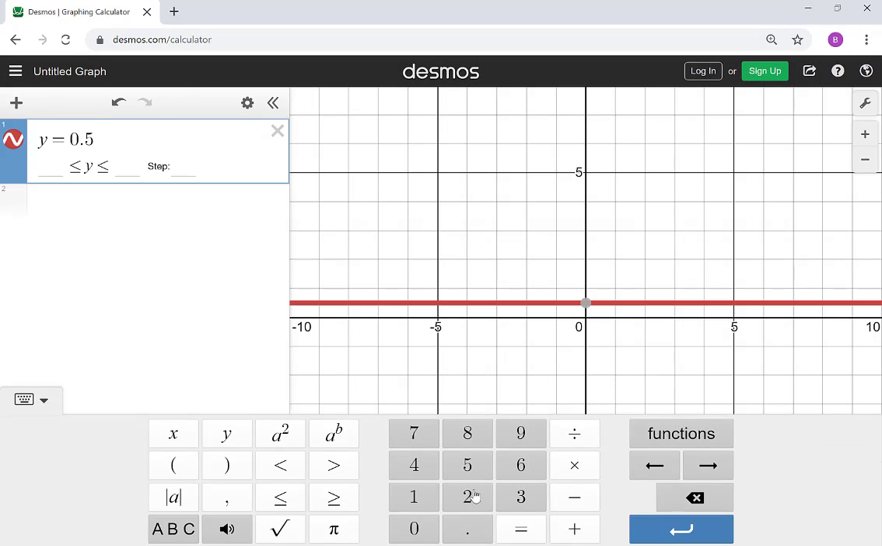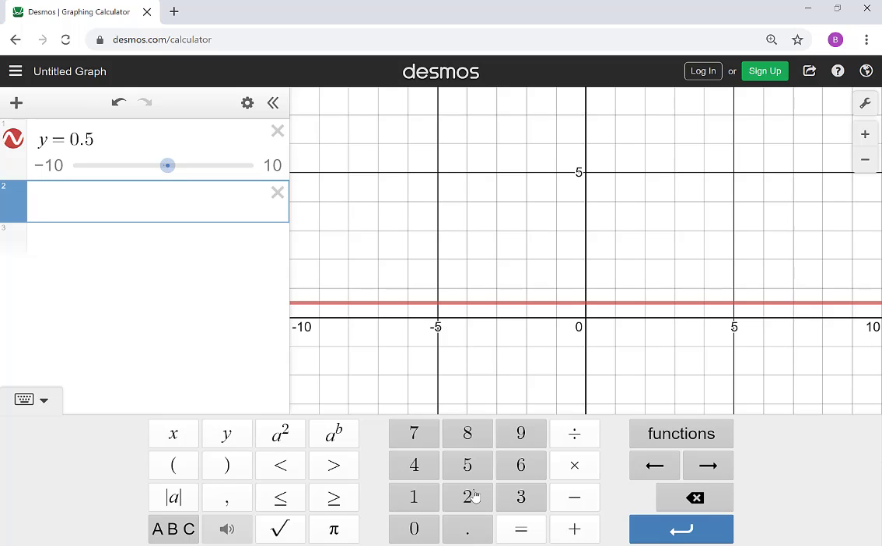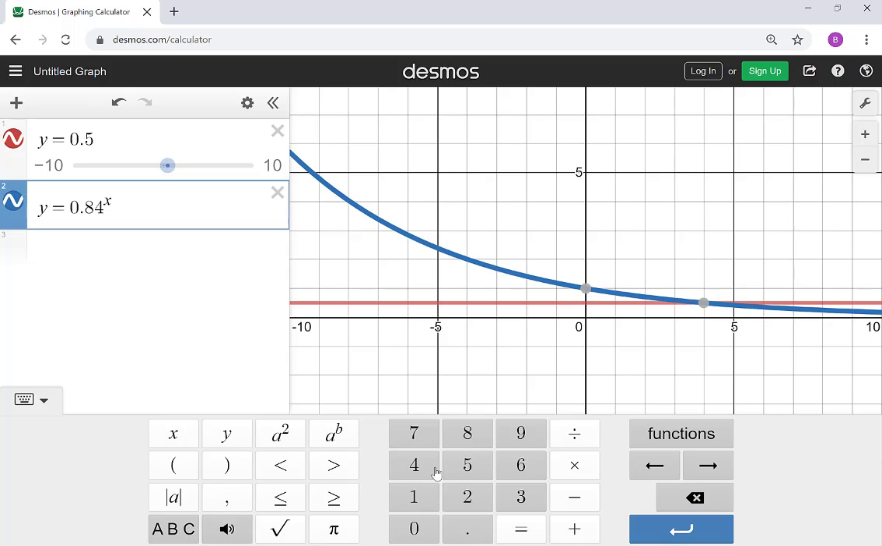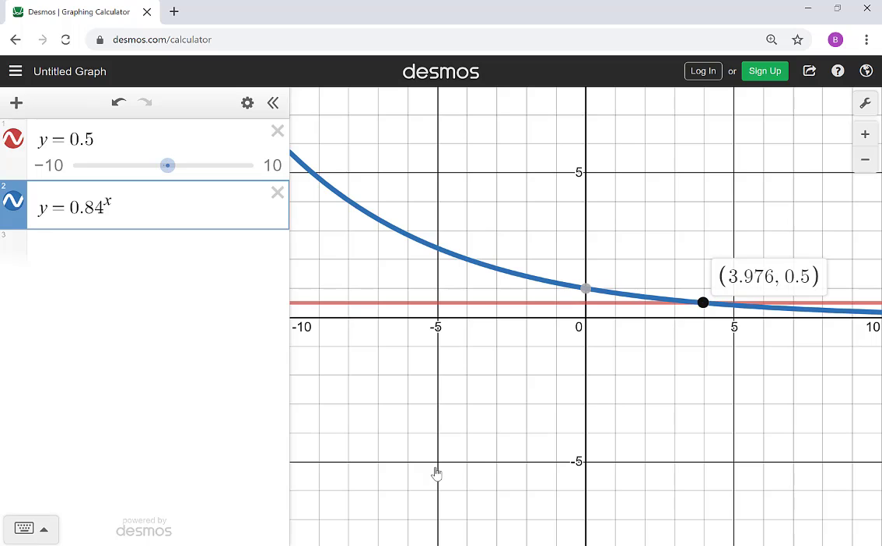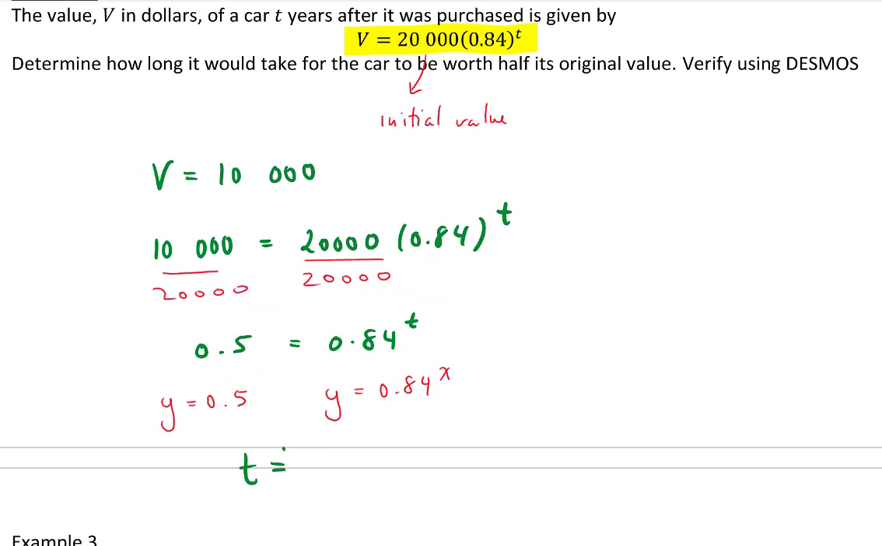So type in y equals 0.5. Then I need to type in y equals 0.84 to the x. So once I've typed in those two equations, I can easily click on the point of intersection, and notice since I used smaller numbers, I didn't have to zoom out to 10,000 or 20,000. So it's telling me that the time it would take for the car to be worth half its value would take approximately 3.976 years. So approximately 4 years.